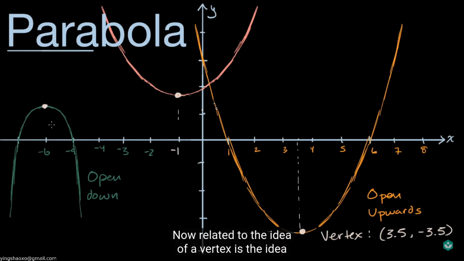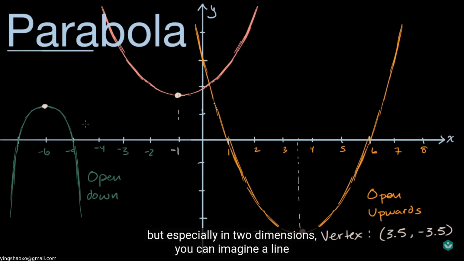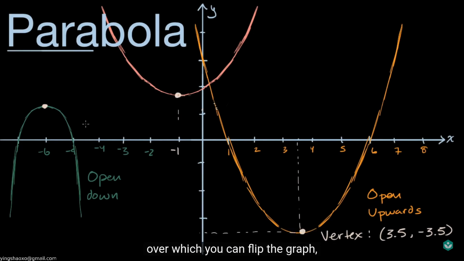Now, related to the idea of a vertex is the idea of an axis of symmetry. And in general, when we're talking about not just two dimensions, but even three dimensions, but especially in two dimensions, you can imagine a line over which you can flip the graph, and so it folds onto itself.